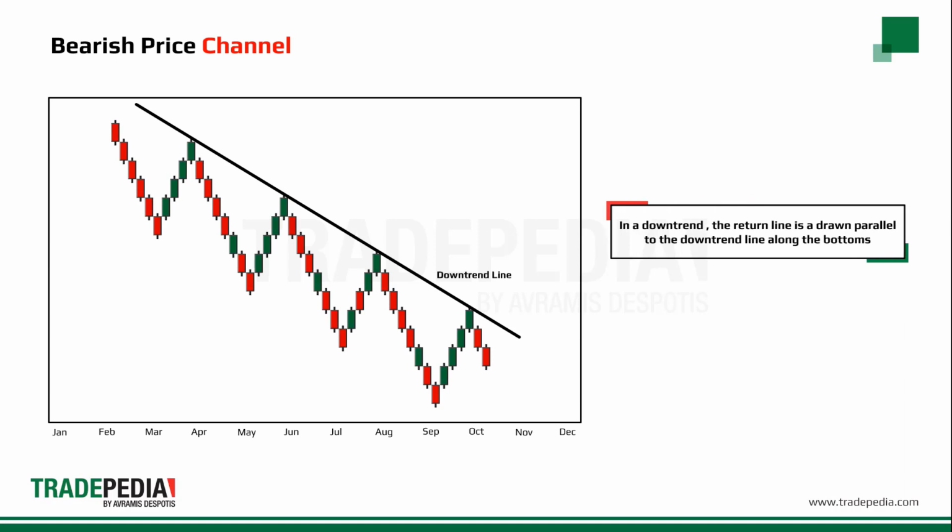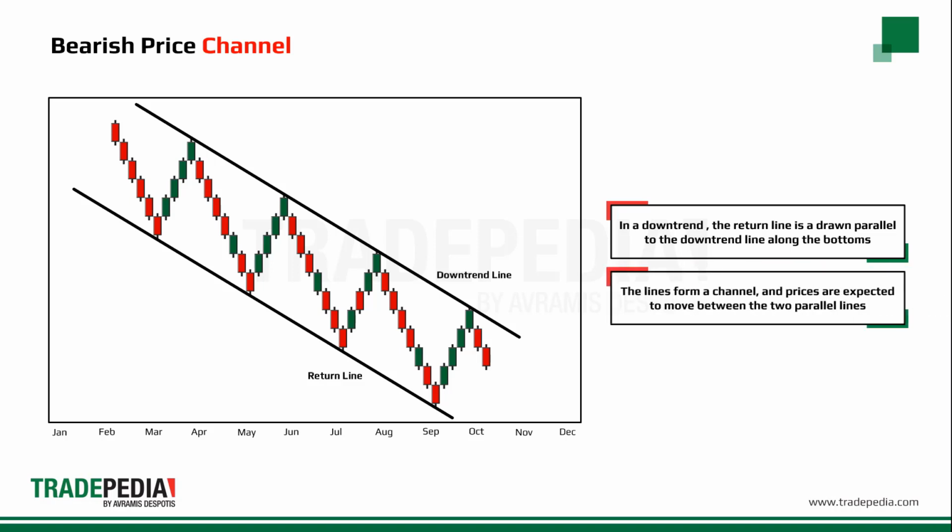In a downtrend, the return line is drawn parallel to the downtrend line along the bottoms, forming a bearish price channel. In this case, the prices are expected to continue moving down between the two parallel lines.